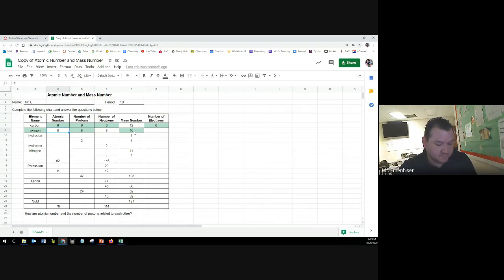Oxygen is 8, isn't it? Atomic number 8. These are correct, but they're not turning green. I don't know why.